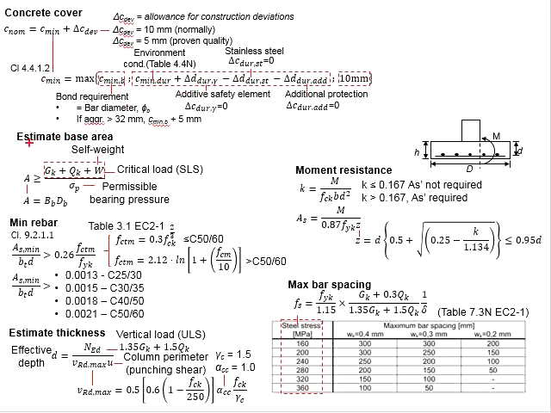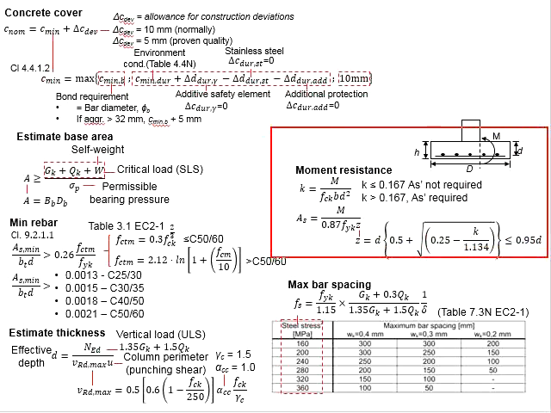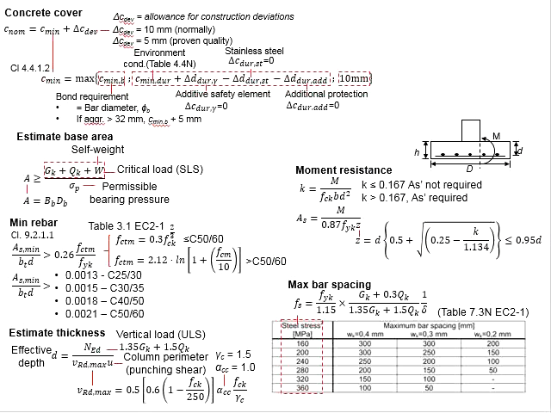After you have estimated the base area, now you need to design for the moment resistance of the pad foundations. These are the formulas that you can use to determine the amount of reinforcement bar. You will need to determine the moment acting along the surface of the columns, which will be on the basis of the ultimate limit state.